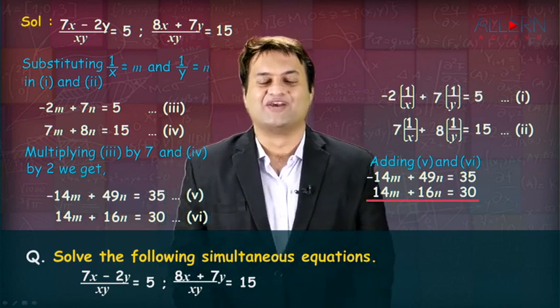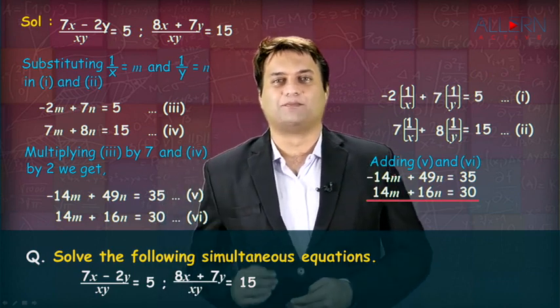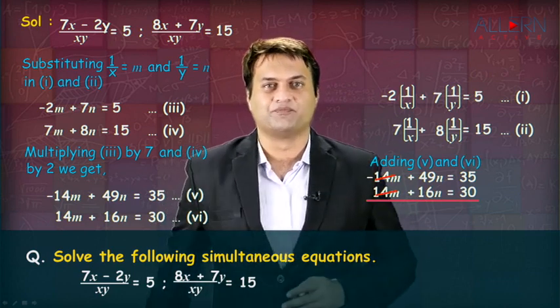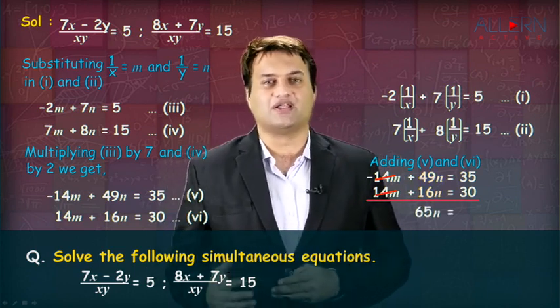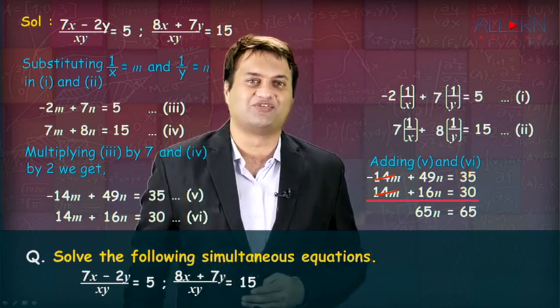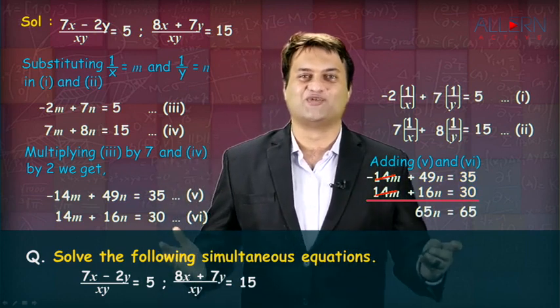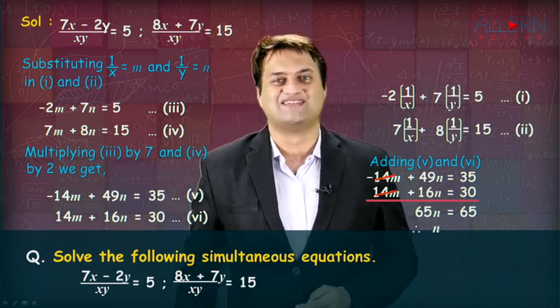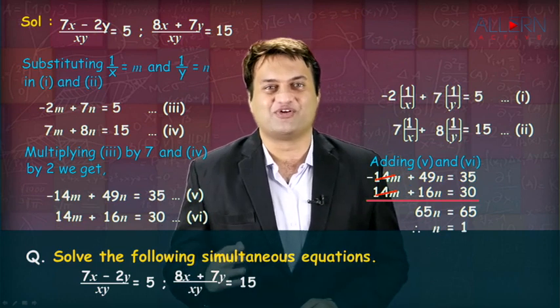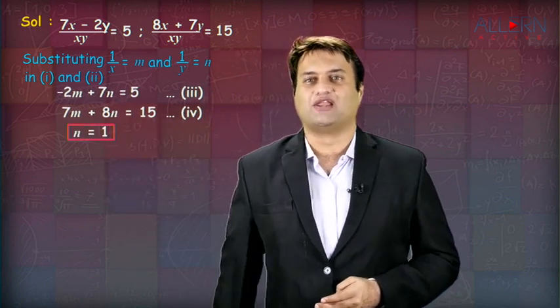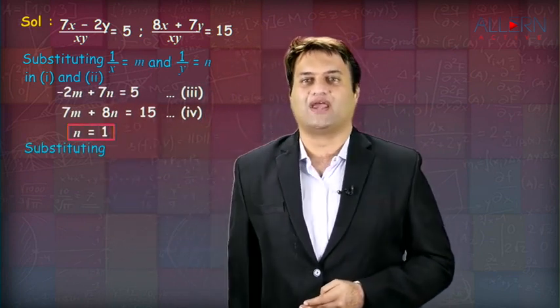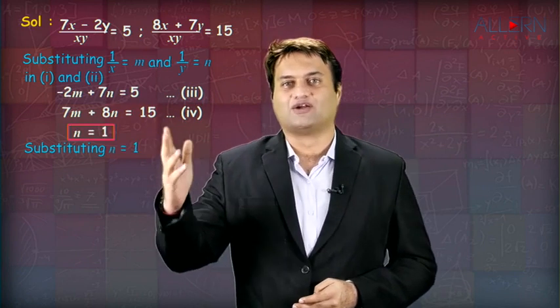Let us add. Now, when we add, minus 14m plus 14m will get cancelled. 49 plus 16 will be 65 and 35 plus 30 is also 65. 65n is equal to 65. So, n is definitely equal to 65 upon 65, that is 1. Once you get the value of n as 1, now it is time for us to find the value of m by substituting n is equal to 1 in either of the two equations.